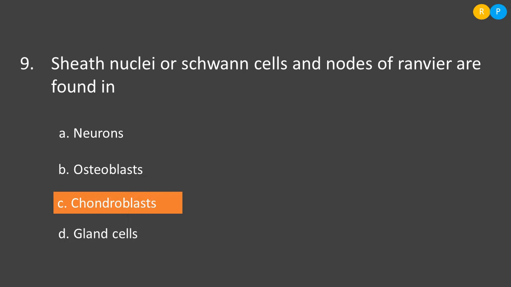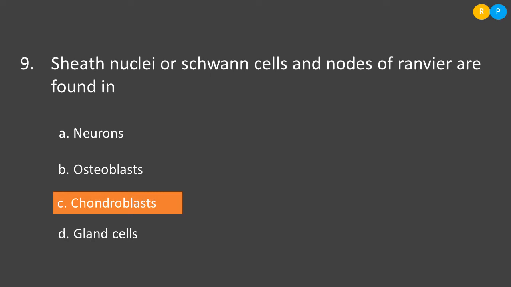That is where the myelinated sheath is absent, so that depression area is named the node of Ranvier. These parts, the Schwann cells as well as the nodes of Ranvier, are found in the neurons. Clear. Let us see option A, neurons. The correct answer here is neurons.